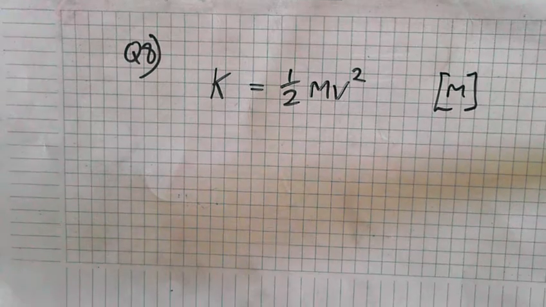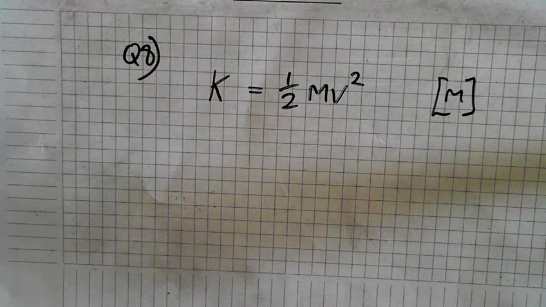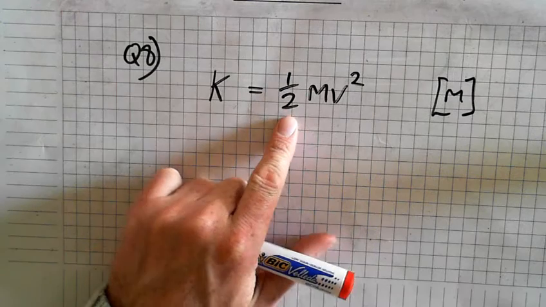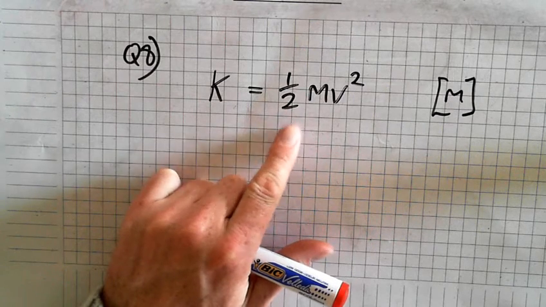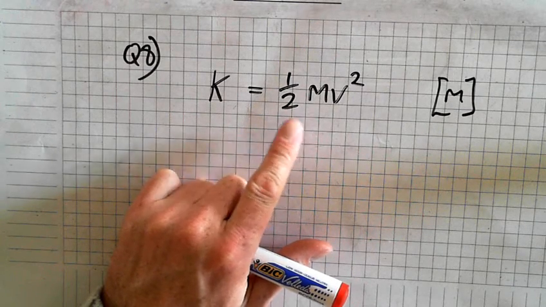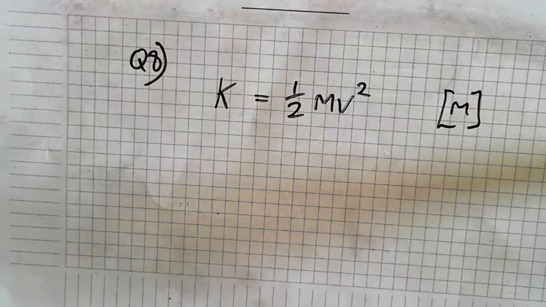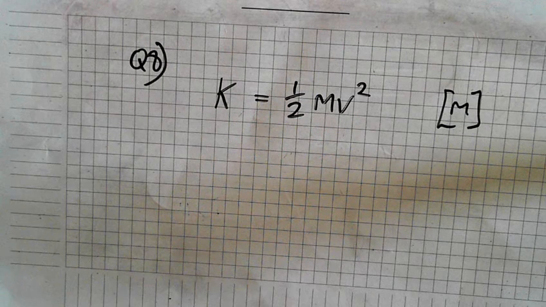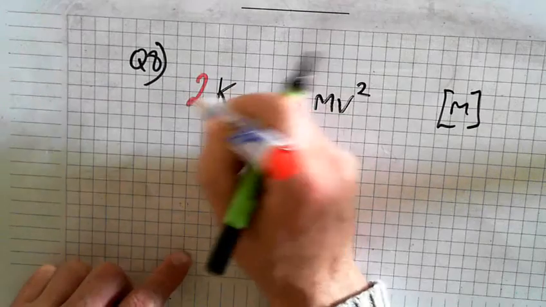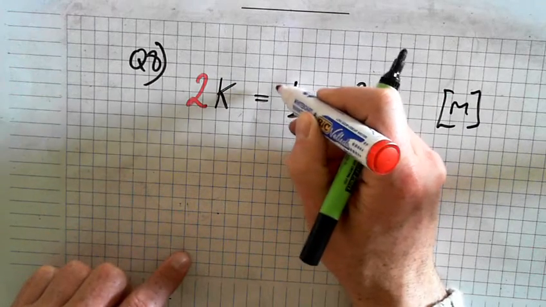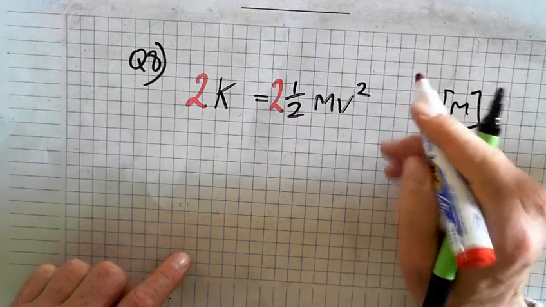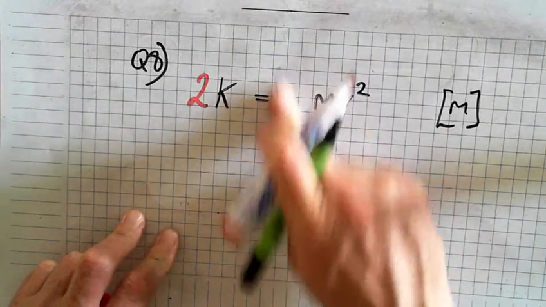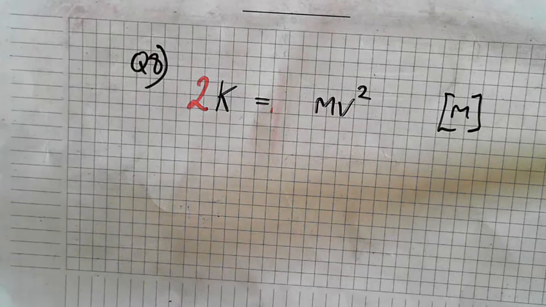Right. Now watch this. How do you think you get rid of a half? Yeah, multiply both sides by 2. And if I multiply this side by 2, what's 2 times a half? It's 1, isn't it? So I've got rid of the half.